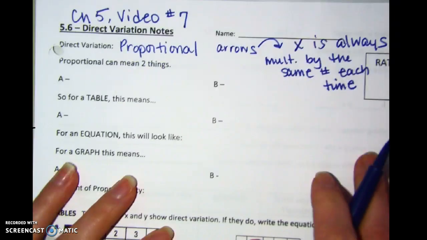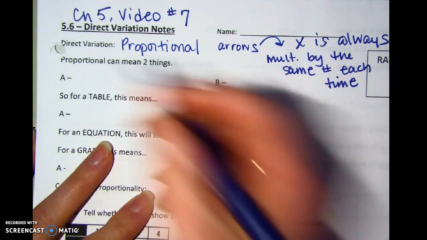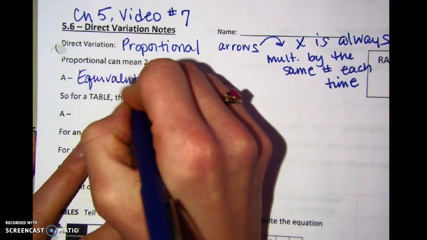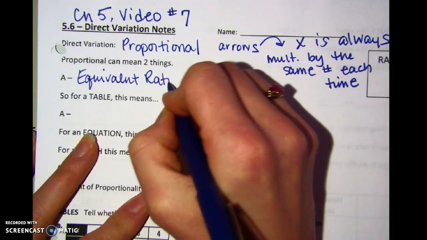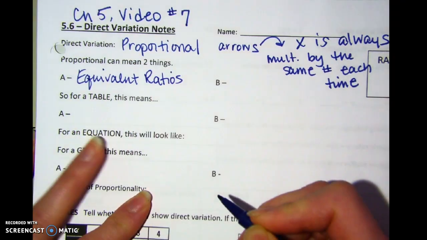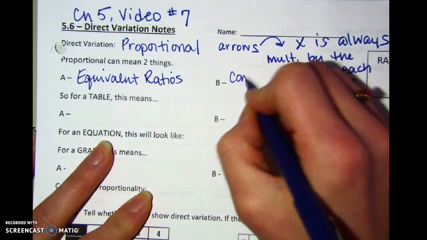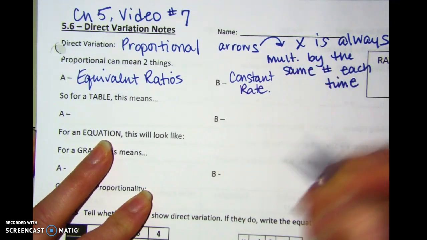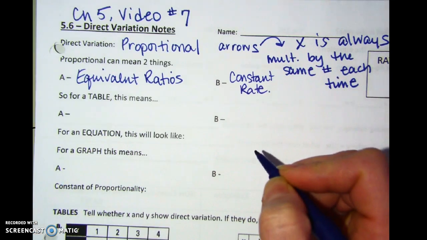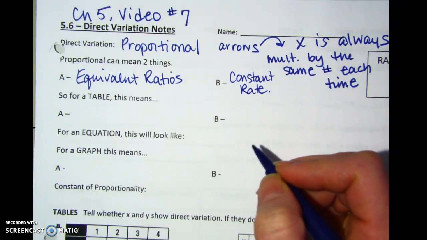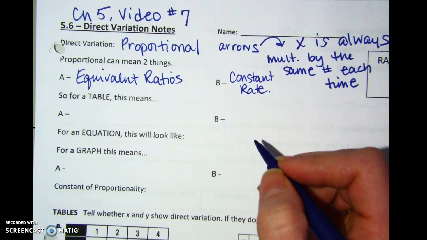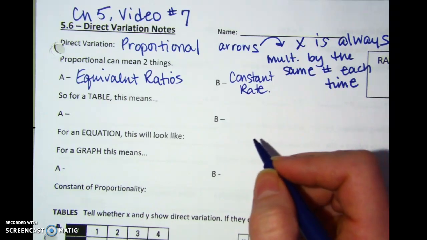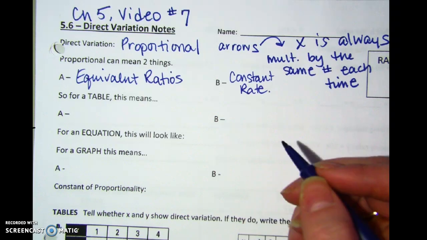So going back, proportional can mean a couple things. It can mean equivalent ratios, and it can also mean a constant rate. So we're going to think about both of these things in this section. Equivalent ratios, all your ratios have to be equivalent, like we've done the whole chapter. And it also means a constant rate. If you have equivalent ratios the whole time, then you're going to have a constant rate of things.